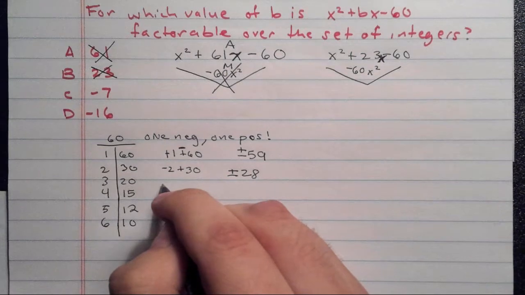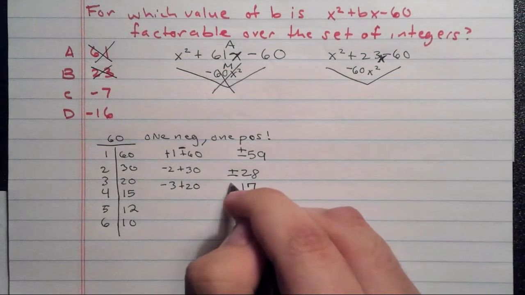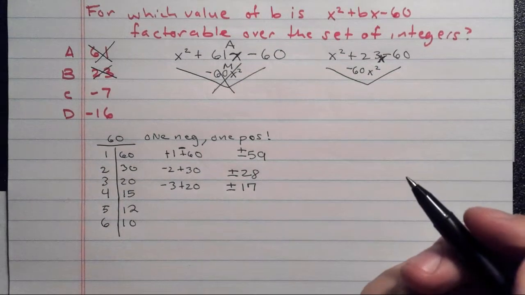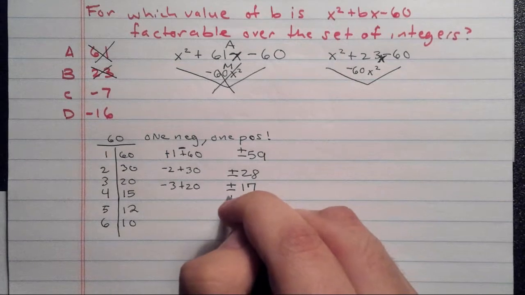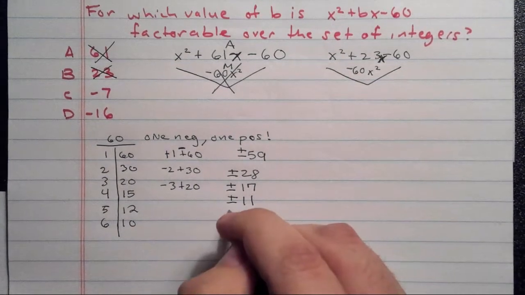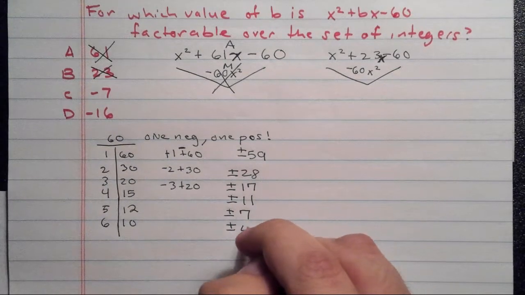If I did 3 and 20, negative 3 plus 20 would give me 17. If I changed the signs, I would get the negative version. And I can keep doing this. If I did 4 and 15, that would give me plus or minus 11. 5 and 12 would give me plus or minus 7. 6 and 10 would give me plus or minus 4.